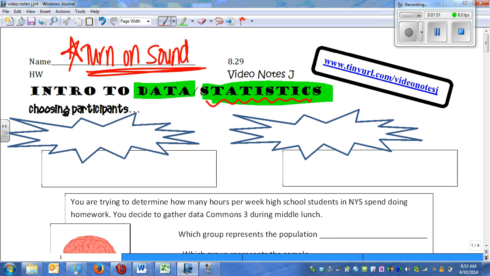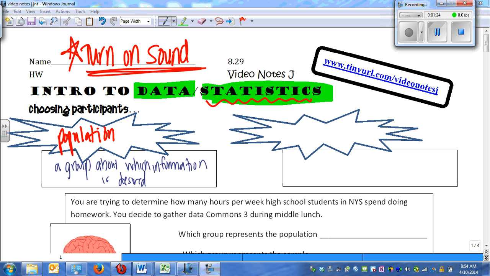Researchers usually cannot make direct observations of every individual in a population they're studying. Instead, they collect data from a subset of individuals and use those observations to make inferences surrounding their research question. A population is a group about which information is desired, whereas a sample is part of a population chosen to get information about the whole population.